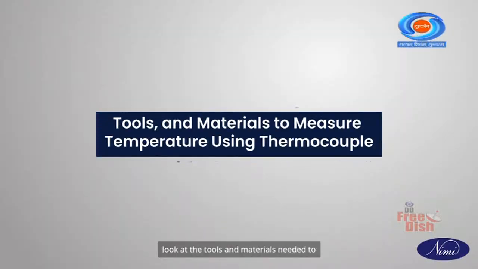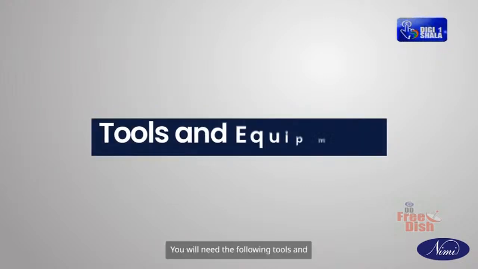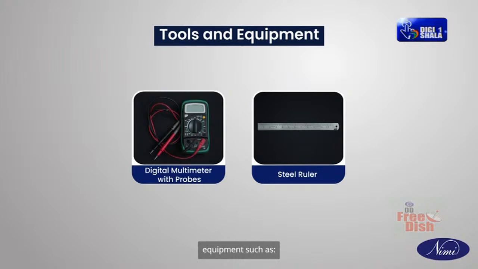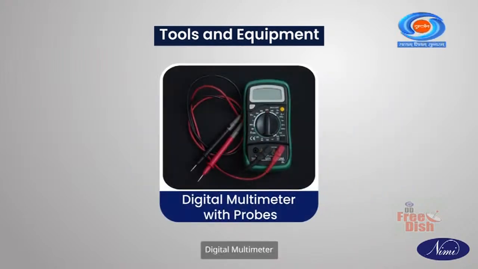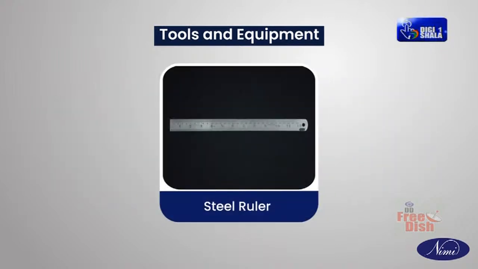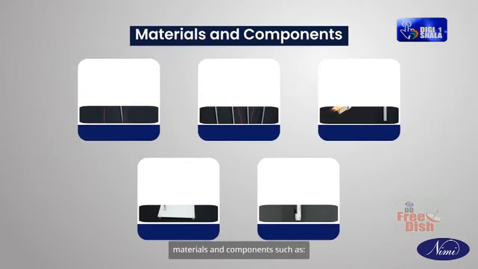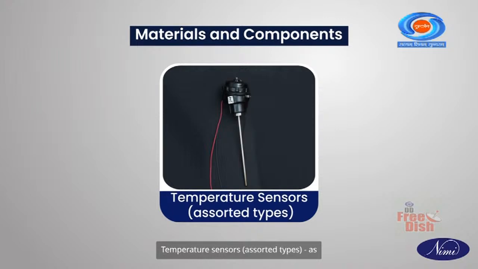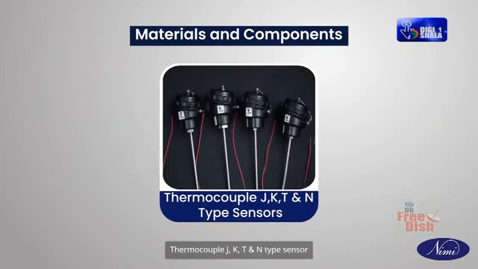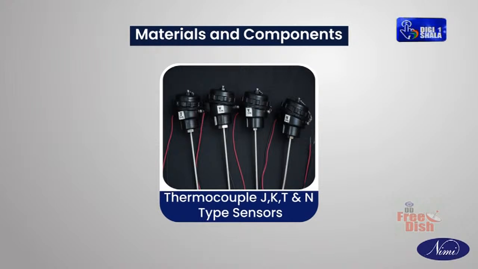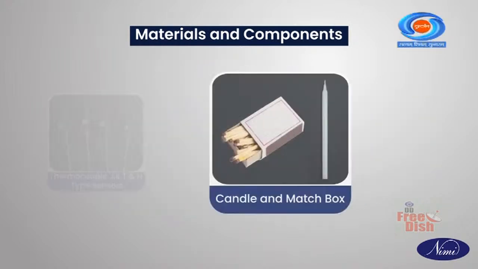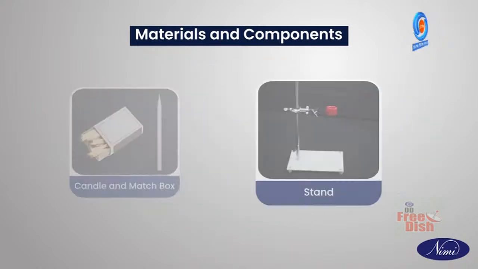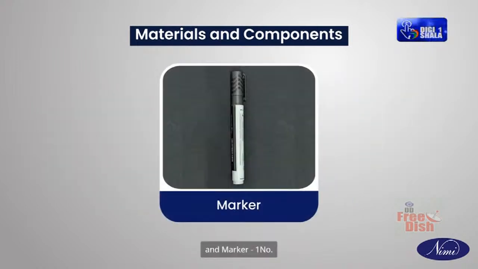Next, we will look at the tools and materials needed to measure temperature using a thermocouple. You will need the following tools and equipment such as digital multimeter with probes 1 number, steel ruler 1 number. You will also require the following materials and components such as temperature sensors assorted types as required, thermocouple J, K, T and N type sensor 2-wire terminal 1 number each, candle and matchbox 1 number, stand 1 number and marker 1 number.